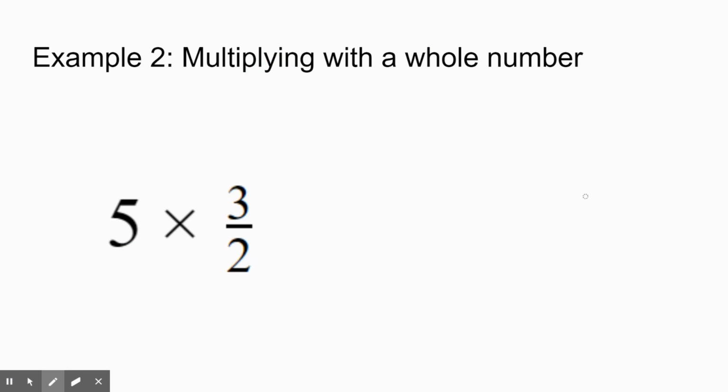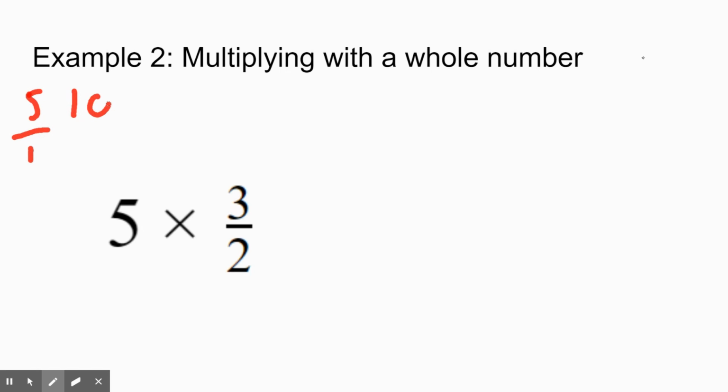In the second example, we're going to multiply a whole number by a fraction. Now to do this, it's really not that different. The only thing we need to do is take our whole number and make it into a fraction. There are a number of different ways that we could take 5, for example, and make it a fraction. We could make it 5/1.